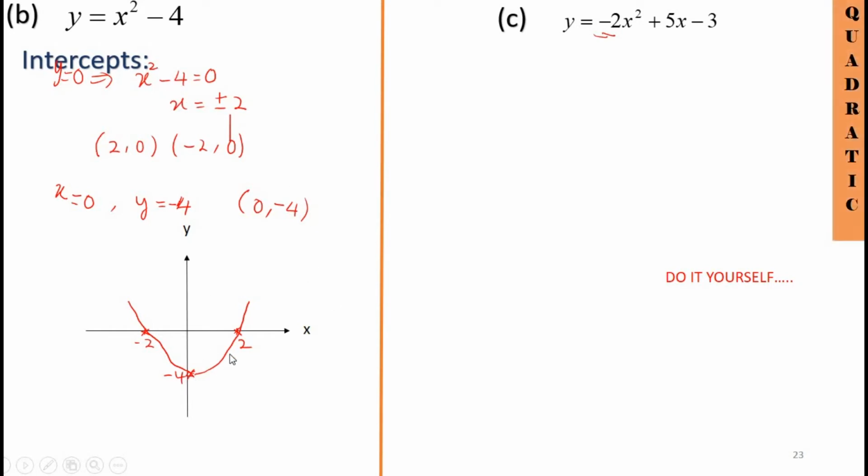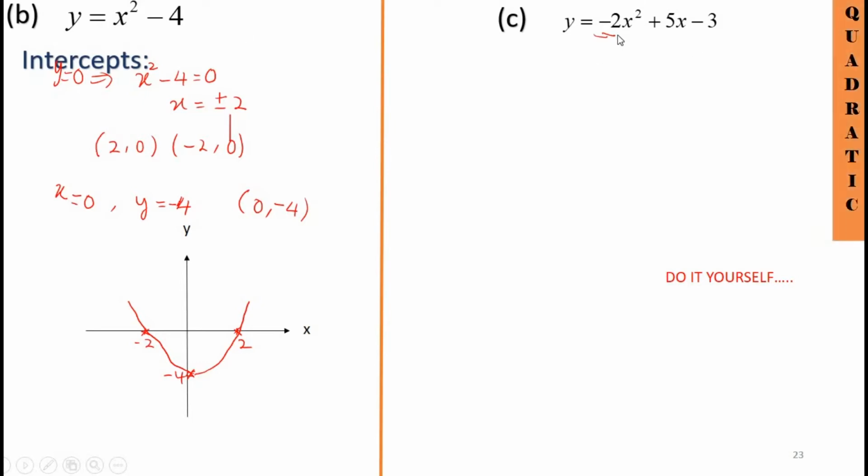Then you just connect all the 3 points there. So you get the quadratic graph in a U shape. This is what we call a parabola shape. Why is it a U shape? Because in front of x squared, the coefficient is a positive number, that is positive 1.